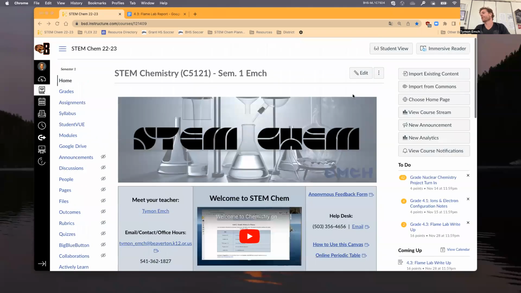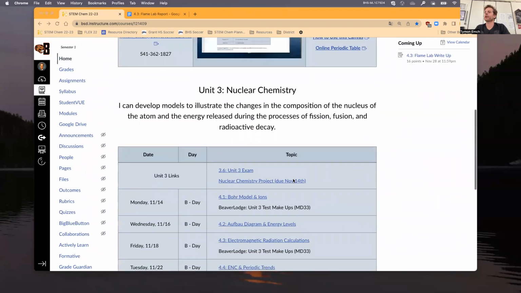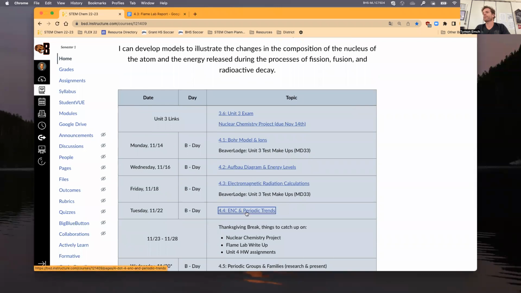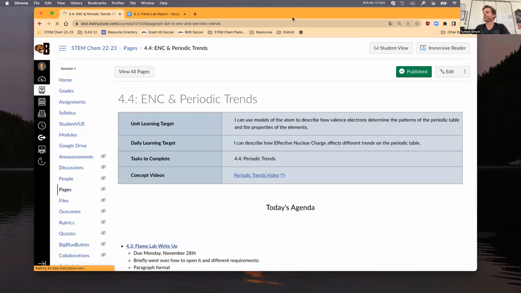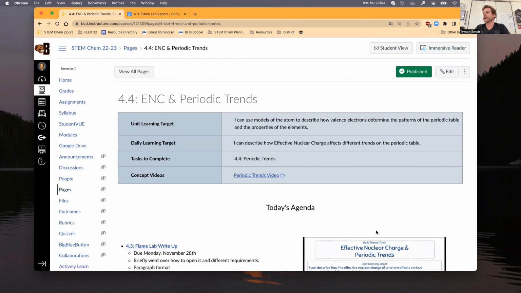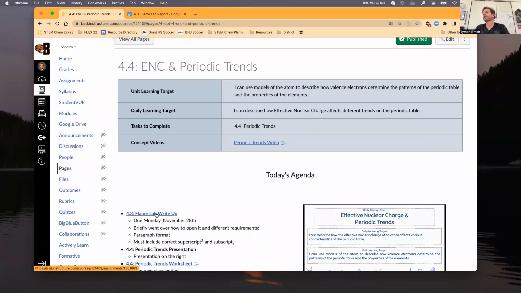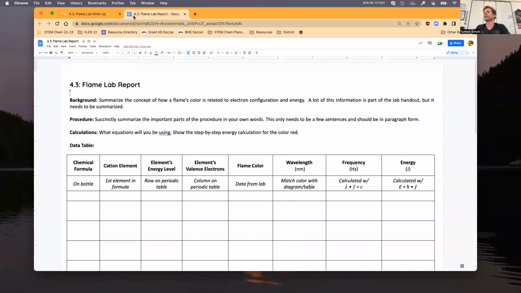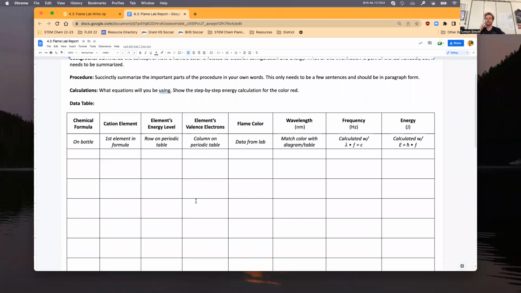All right, everybody, we're going to be doing the flame lab. Let me show you how to get there real quickly. I'm going to go to 4.4 right here. Bam. And I'm going down right here, which says flame lab write-up. So everybody, you're going to get that open and it's going to look like this.